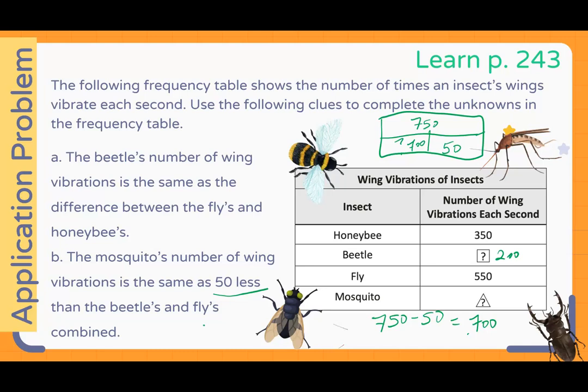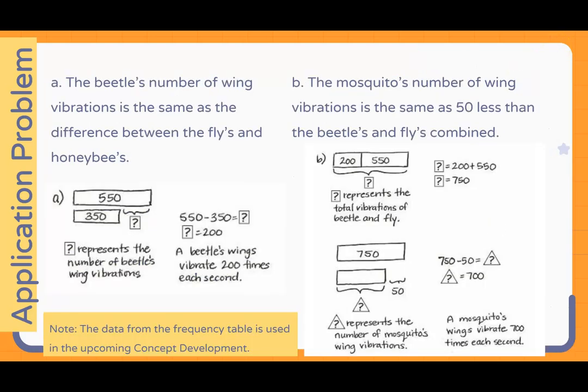A mosquito's wings vibrate 700 times each second. Okay. That was a tough one. I'm not gonna lie. If it wasn't tough for you, then great. Alright, let's move on. This is what it should look like. If you didn't get to copy it the way I did it, it's fine. You can copy it like this too, but don't worry about the writing. All I want is the strip diagram and the equations. That's it.